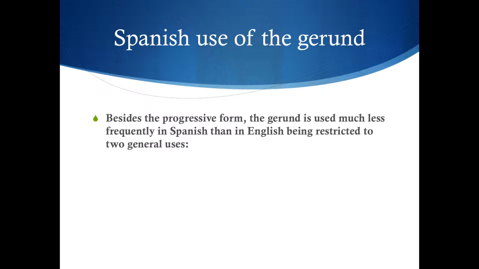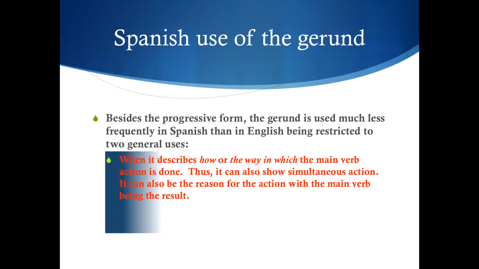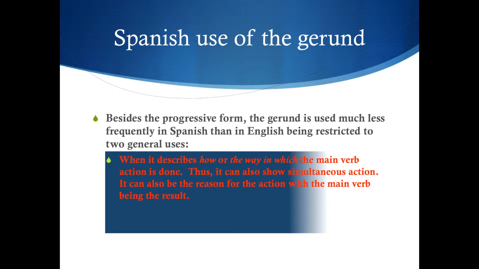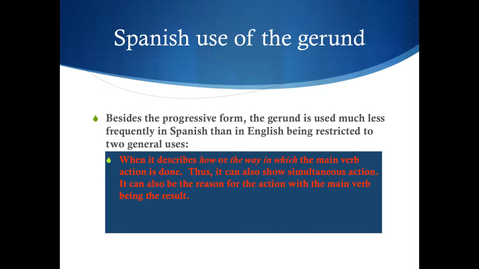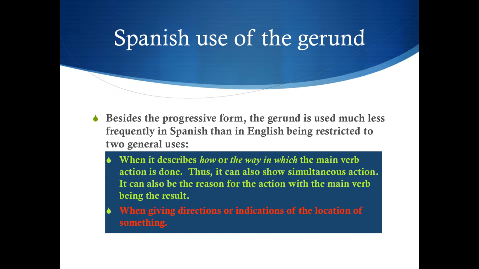Besides the progressive form, the gerund is used much less frequently in Spanish than in English, being restricted to mainly two general uses. One, when it describes how or the way in which the verb action is done. Thus, it can also show simultaneous action, in other words, the main verb and this happening at the same time, and it can also be the reason for the action with the main verb being the result. When giving directions or indications of the location of something, the gerund is also used.